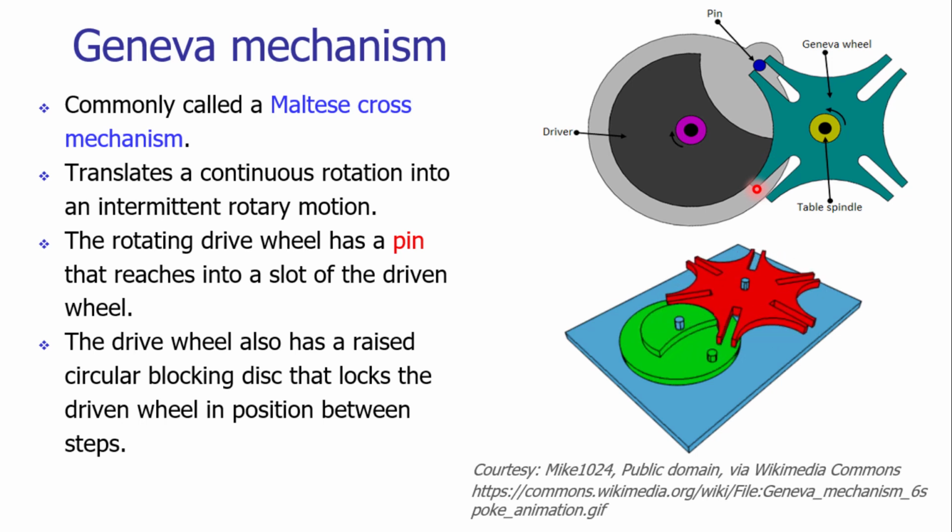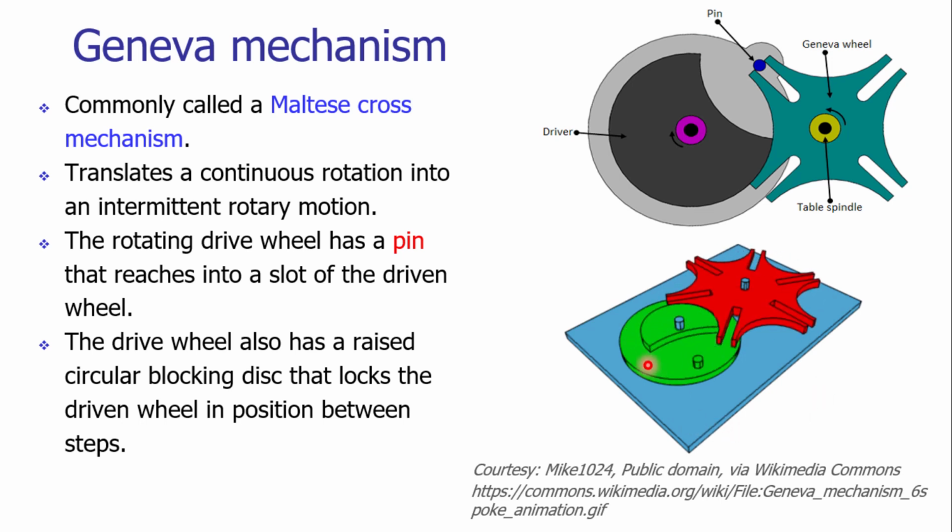Now the operation is very interesting. As you can see on the screen, when we rotate the driving wheel, the pin gets engaged in the slot of the driven wheel, that is the Geneva wheel. As we continuously rotate the driving wheel, the pin will slide along the slot and give intermittent rotary motion to the Geneva wheel. On your screen, you can understand the mechanism by looking at this animation.